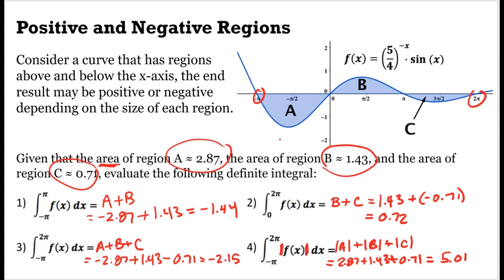So this is just some concepts with definite integrals, understanding we can get results that are negative, results that are positive. And we're going to use some of this to help explain how area between two curves works.